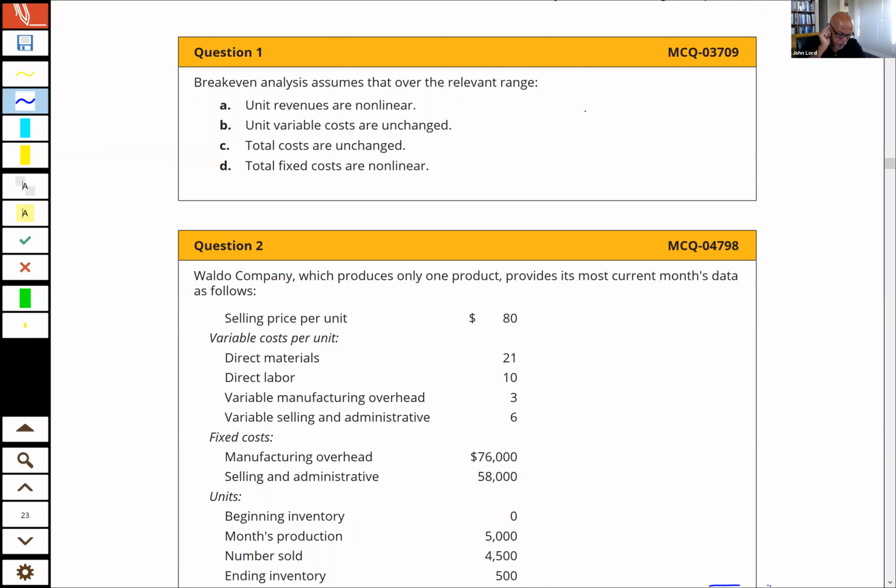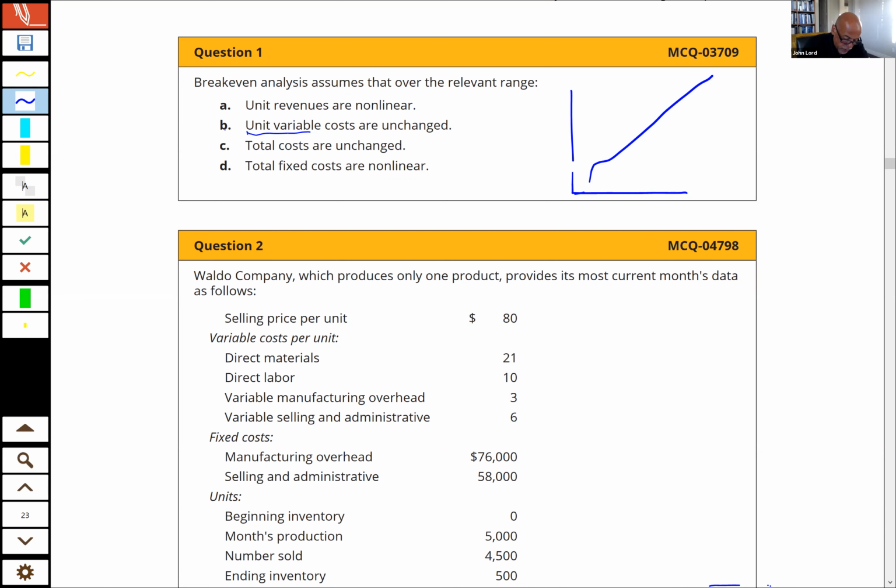Break-even analysis assumes unit revenues are nonlinear. No, it doesn't. We saw that revenue goes like this, that's linear. It would be linear if my pen wasn't a piece of crap, but that's supposed to be a straight line. The more units you sell, the more your revenue, right? Unit variable costs are unchanged. Total variable costs change, but unit variable costs are whatever we've determined in our calculated contribution margin, $250 per unit, whatever it was. So that's why that's the answer.